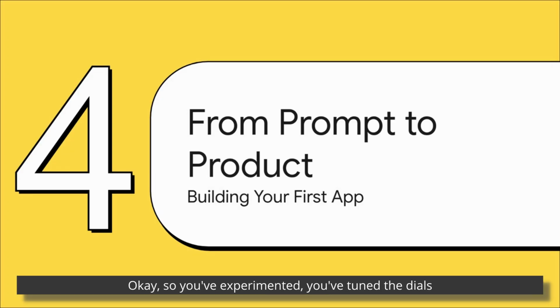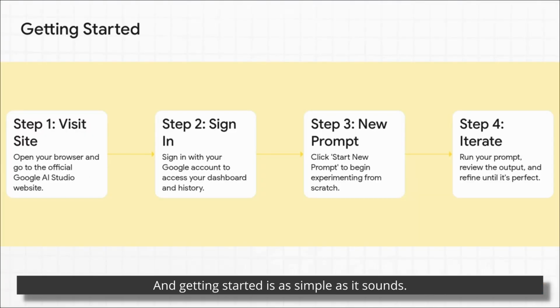Okay, so you've experimented, you've tuned the dials, and you've created the perfect prompt that does exactly what you want it to. So, what's next? This is where the studio part really becomes a launch pad. And getting started is as simple as it sounds. Seriously, there's nothing to install. You just go to the website, sign in with your Google account, and you are ready to start a new prompt. The whole environment is designed to get you into that creative loop of test, refine, and iterate, like immediately.